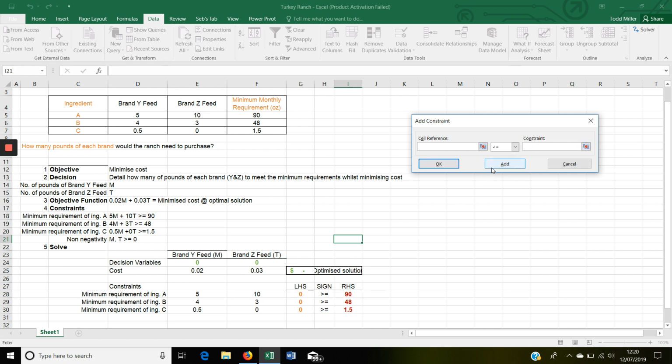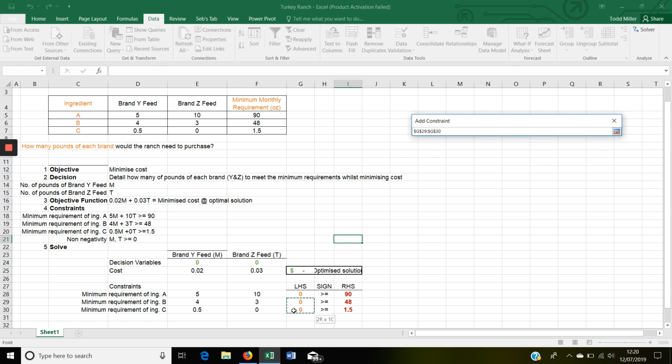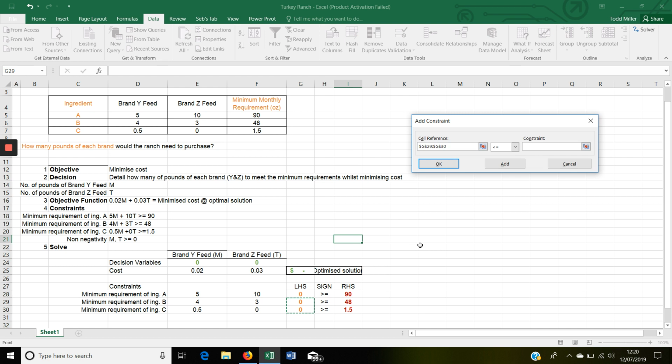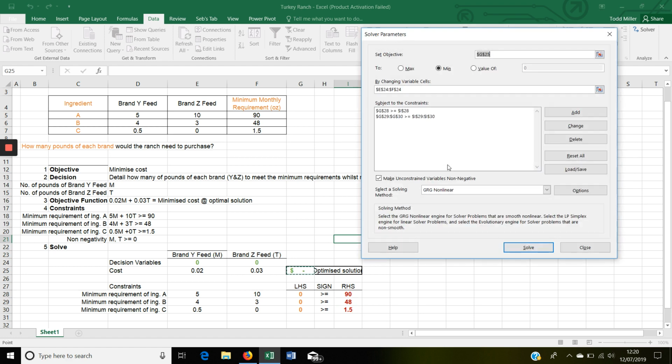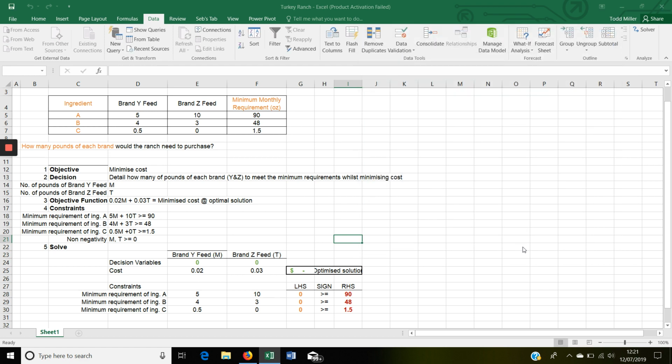And you're clicking OK. A shortcut you can do here: if you have a sign that is the same for multiple constraints, we can select all of them at the same time. Select these bottom two constraints for ingredients B and C, select our sign, and then our right-hand side, select those two. We click OK. We have our constraints added in, our non-negativity, we'll leave the box ticked, and we'll select the method for simplex. So we are ready to solve.